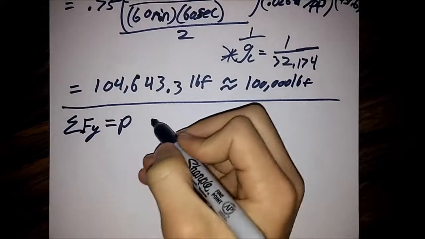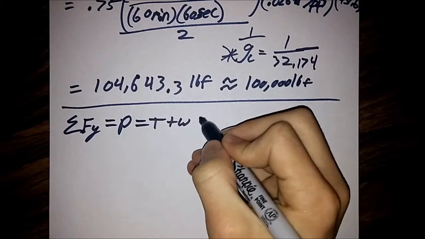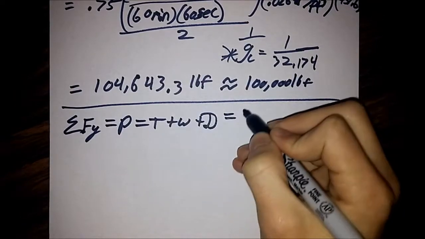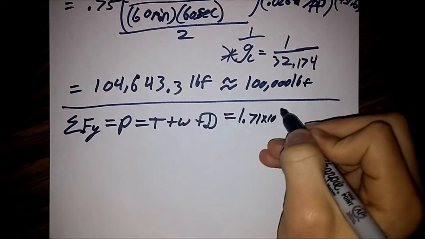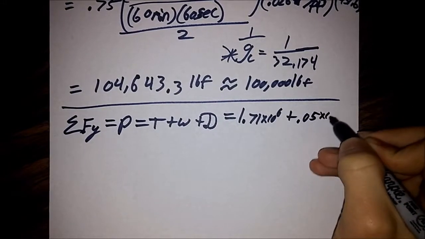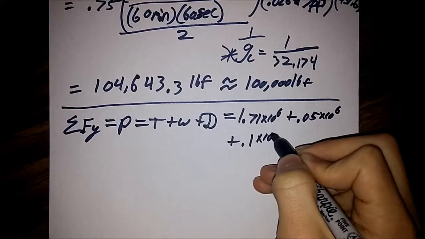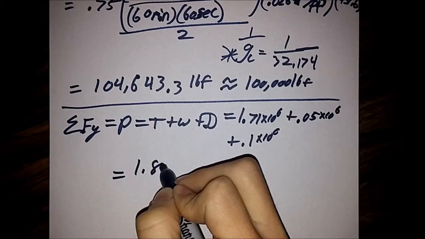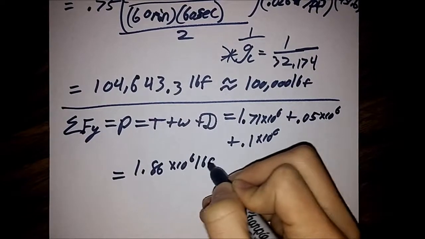equal to our total pressure. That'll be our thrust plus our weight plus our drag, which will be equal to 1.71 times 10 to the 6th plus 0.05 times 10 to the 6th plus 0.1 times 10 to the 6th, which will be equal to 1.86 times 10 to the 6th pound force.